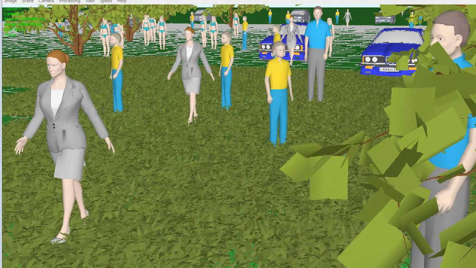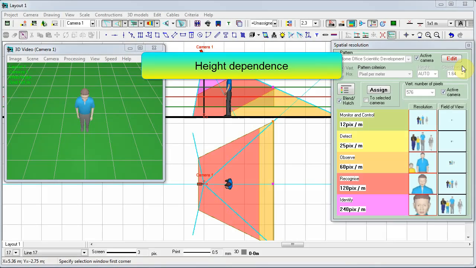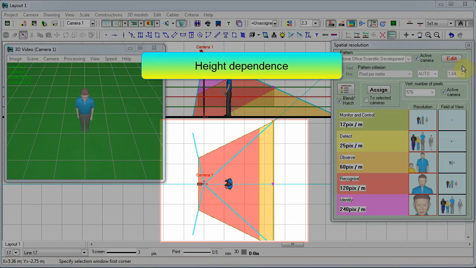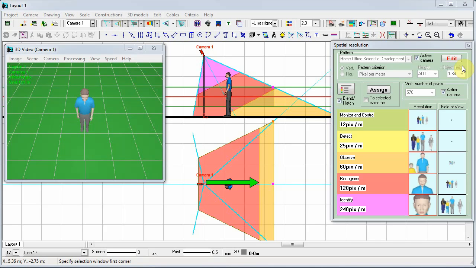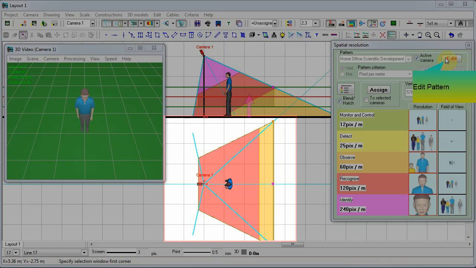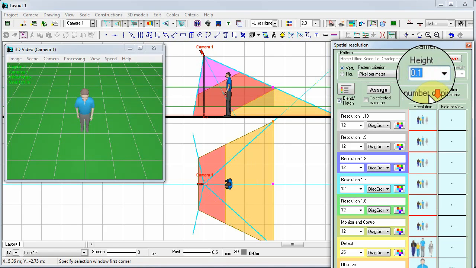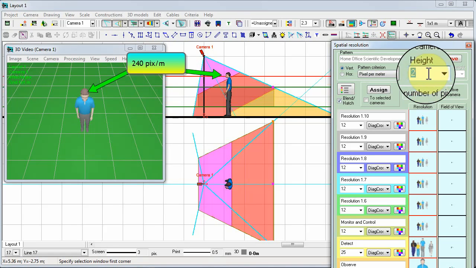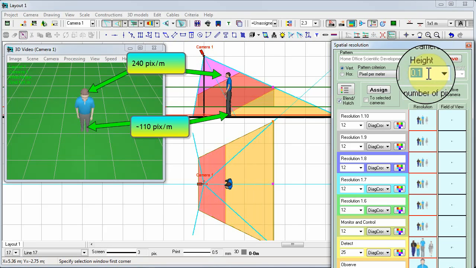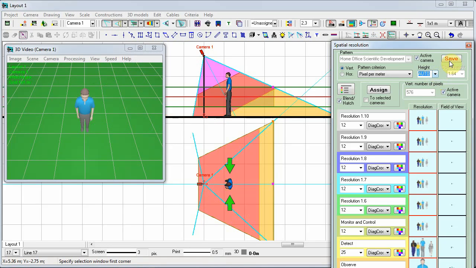Now pay attention to the distribution of the spatial resolution in space. Spatial resolution is typically displayed on the horizontal projection, but it depends not only on the horizontal distance from the camera, but on the height above the ground. However, the height is not shown in the horizontal projection. The red line indicates the height of measurement of the spatial resolution. The picture shows that the human head is displayed with spatial resolution of about 240 pixels per meter, but the feet about 110 pixels per meter, although the head and feet are at the same point on the horizontal projection.